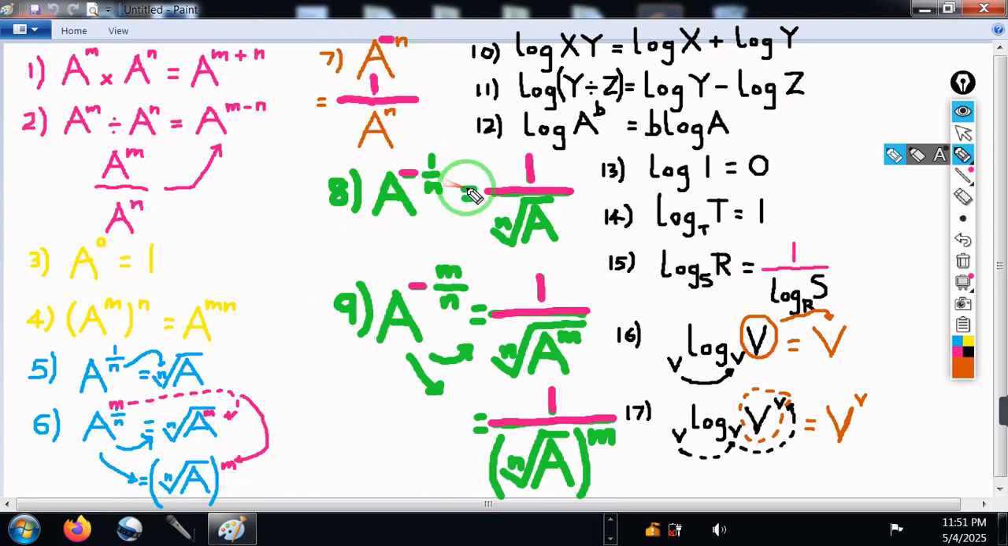A to the power of minus 1 over n is equal to 1 over nth root of a. A to the power of minus m over n is equal to 1 over nth root of a to the power of m. A to the power of minus m over n is equal to 1 over open curve bracket nth root of a close curve bracket to the power of m.